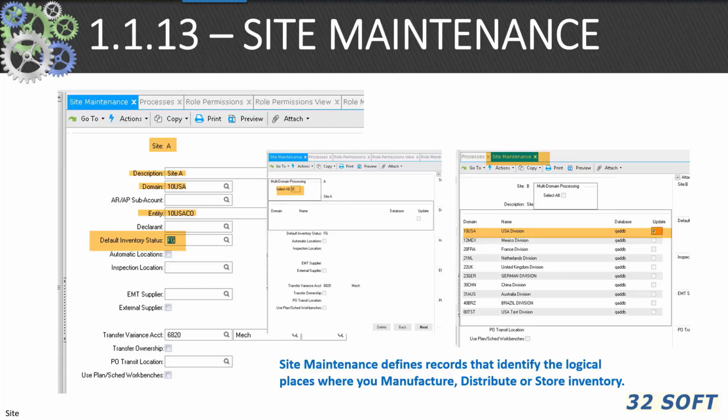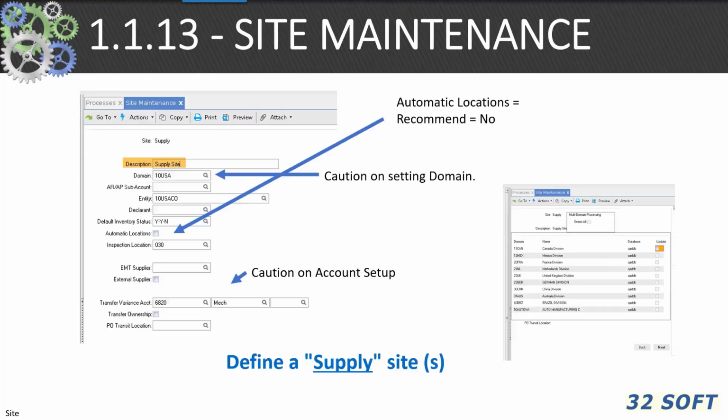The 1.1.13 site maintenance is used in conjunction with domain and entity setup and defines the records that identify the logical places where you manufacture, distribute, and store inventory. In 1.1.13, first you set up the supply sites as required by your environment. You should take caution to use the correct designation for the demand.